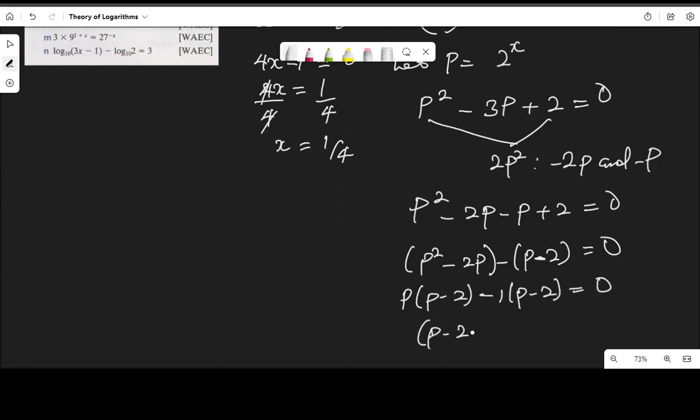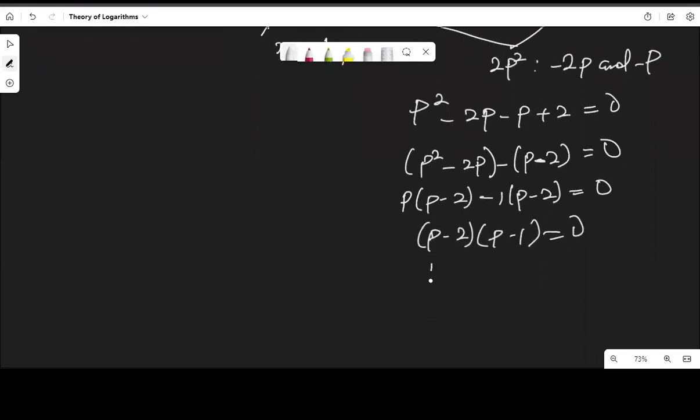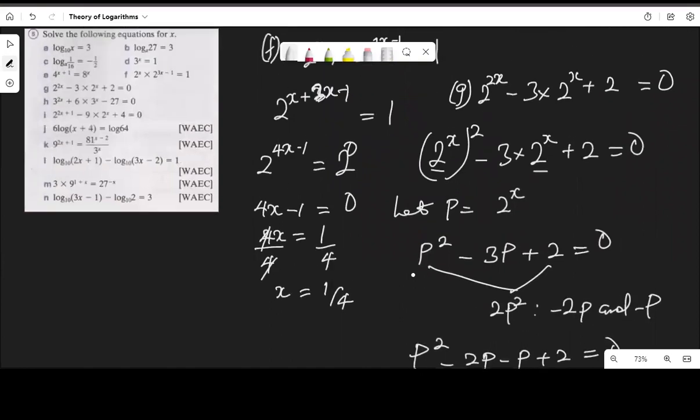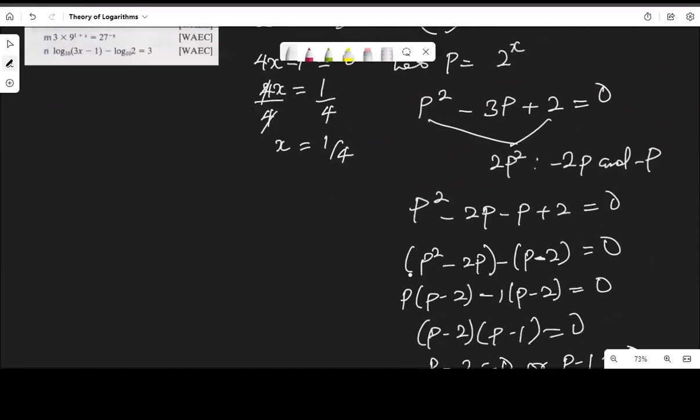And p minus 2 and p minus 1 equal to 0. You see that p minus 2 is equal to 0, or p minus 1 is equal to 0. P therefore is 2 or 1. But it's x we are looking for. So now that we know p, we said earlier that p is 2 to the power of x.